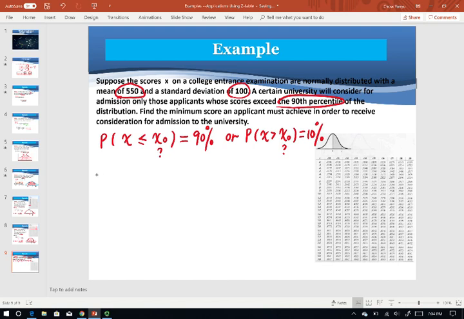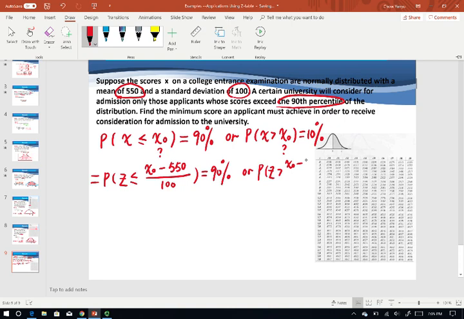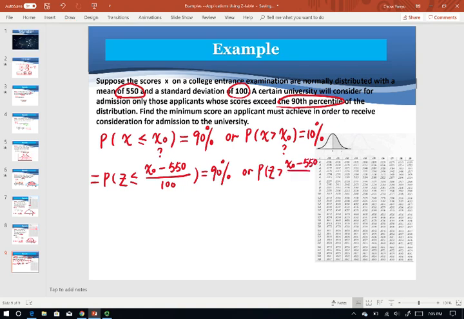And we will use the z-score formula again. So the z-score will be the unknown number x0 minus mean, mean is 550, divided by standard deviation 100. So the probability equals 90%. Or the probability that z-score is higher than x0 minus mean 550, divided by 100, will be 10%.